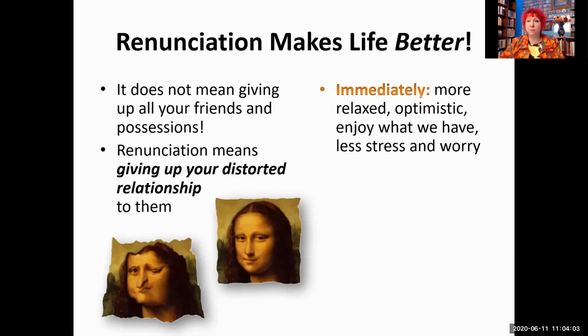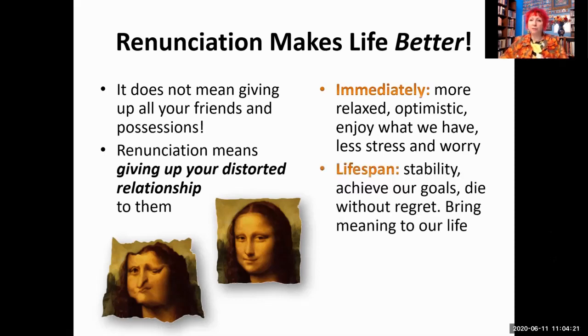You know, like if I'm able to work, great. But if I'm isolated at home, great. We can have that space to enjoy what's happening to us at the moment. Less stress and worry. So immediately there's a big incentive there. Also for what's called middle length, our lifespan, this life, we have internal stability. We'll never get the external stability that we want, but internally our mind will be stable. We'll be able to roll with the punches, and we'll be able to die without regret, without having missed those big things that were really important that we never got to. Bring some meaning to our life.